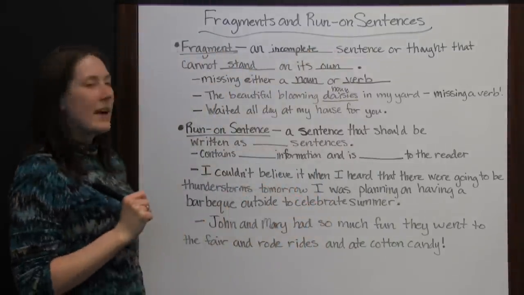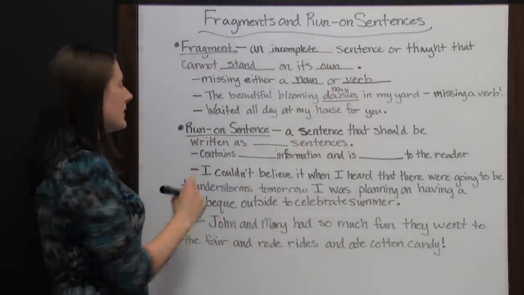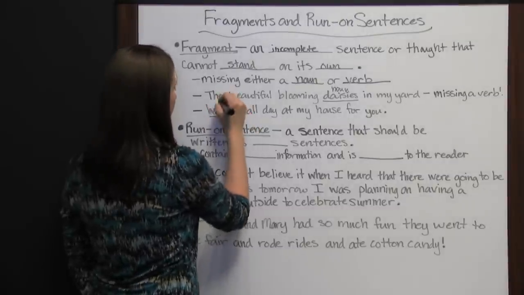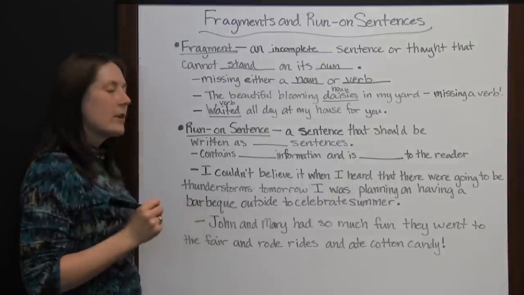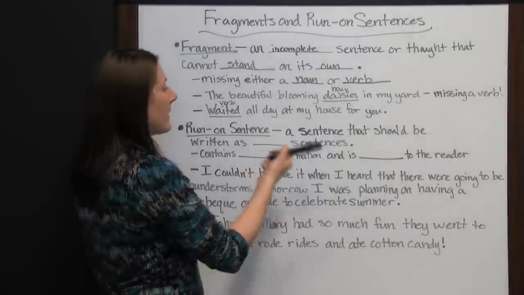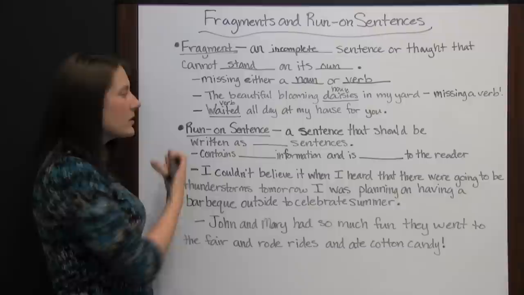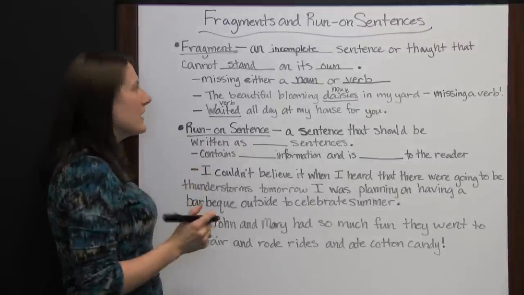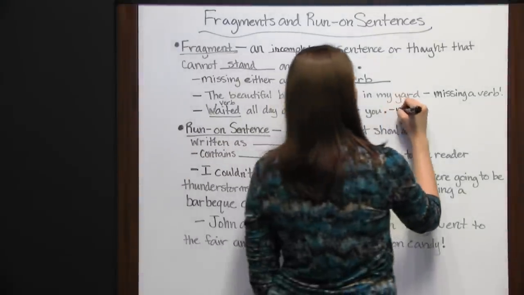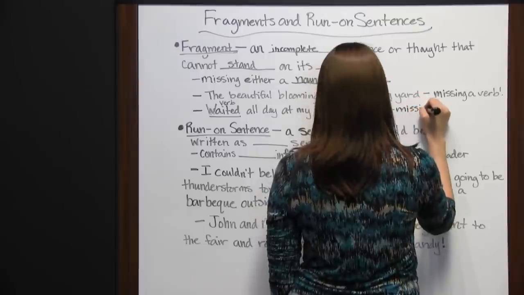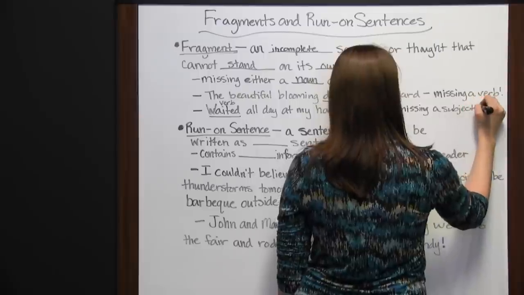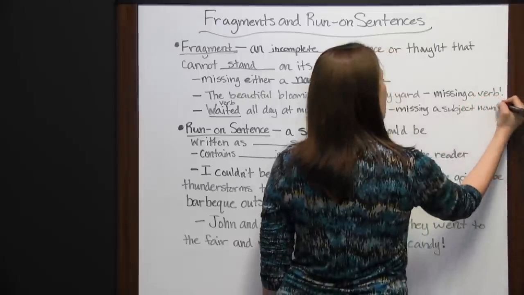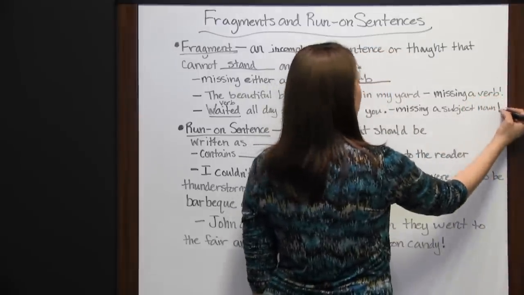Waited all day at my house for you. In this sentence, we have an action, waiting, so we've got our verb. All day at my house for you. Well, you see some pronouns in there, but there's no noun. There's no subject of this sentence, so you're missing a subject noun in this one. So, it's still a fragment.